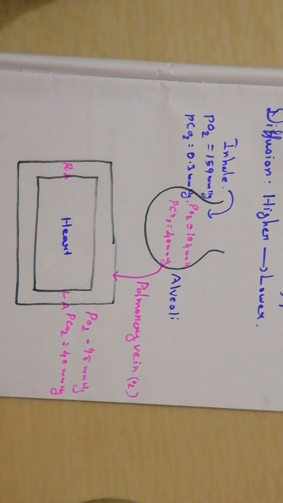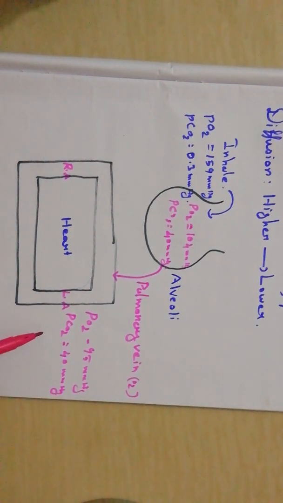So it does not get involved in the exchange process, right? If this air is mixing with that space gas, that is why the oxygen level is again reduced. That's why here the oxygen level is 95 mm Hg and the PCO2 is 40 mm Hg.